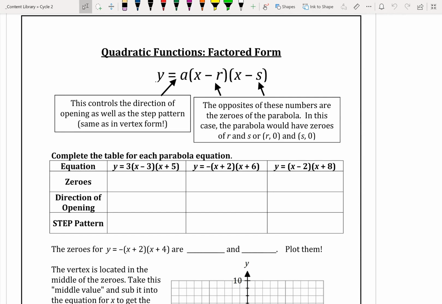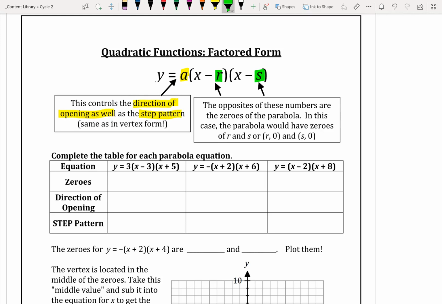And the key things that these letters or these variables represent, we have our a value, which is, as we talked about before, our step pattern. It does control the direction of the opening as well. And again, this is the same as it is in vertex form, as it is in standard form. The a value that can be found in all equations tells the same information.